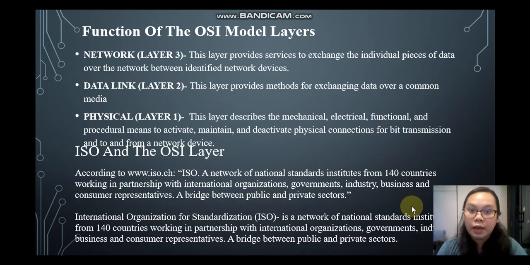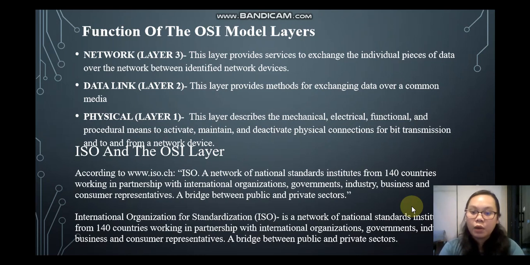Function of the OSI model layers. Network layer. This layer provides services to exchange the individual pieces of data over the network between identified network devices. Data link. This layer provides methods of exchanging data over a common media. Physical. This layer describes the mechanical, electrical, functional, and procedural means to activate, maintain, and deactivate physical connections for bit transmission to and from a network device.